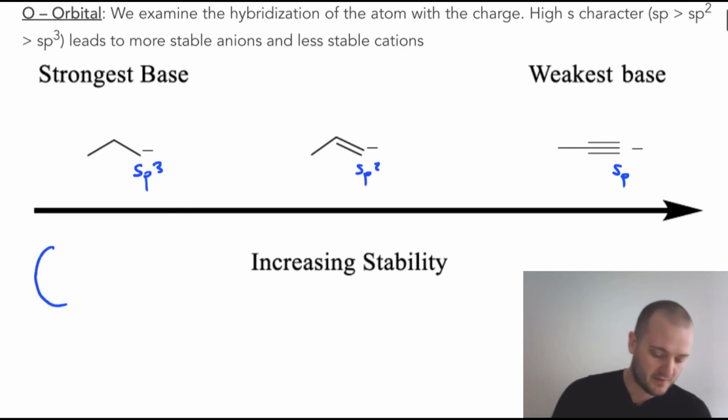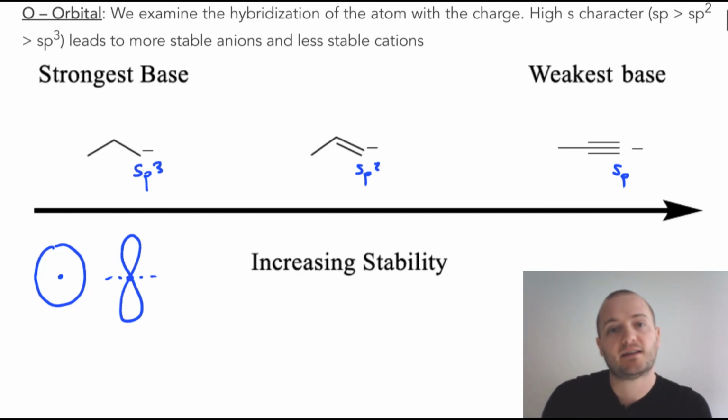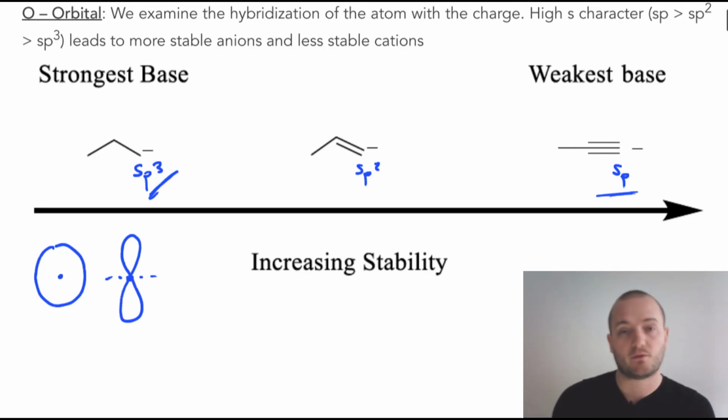Remember, an s orbital is a sphere and a p orbital has a node at the nucleus. That means that the s orbital, that negative charge, is able to get closer to the nucleus, which is positive, and become more stable. So the higher the s character, the more stable that charge is going to be. In this case, we have our sp orbital here. That's going to have 50% s character, and so it's going to be the most stable anion and therefore the weakest base. On the other side, we have sp3, only 25% s character, so it's going to be the least stable anion and therefore the strongest base.